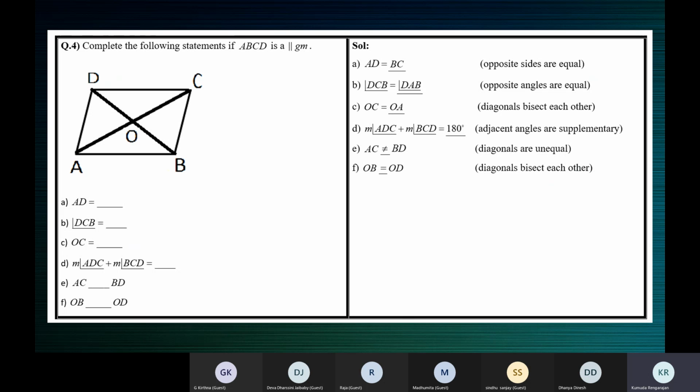Yes, children, take a screenshot. Yeah, this is what I was telling. Use a not equal to symbol. This is what I was telling.